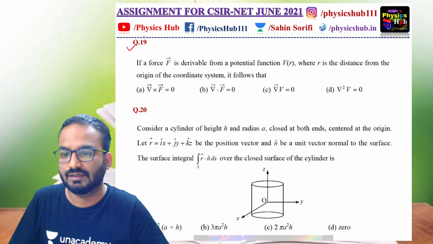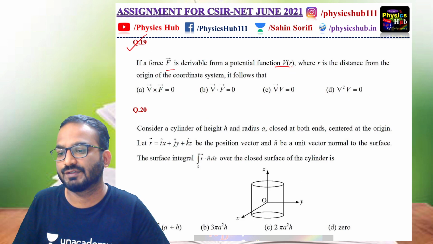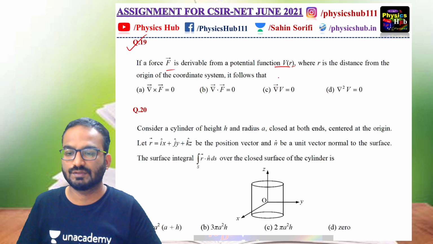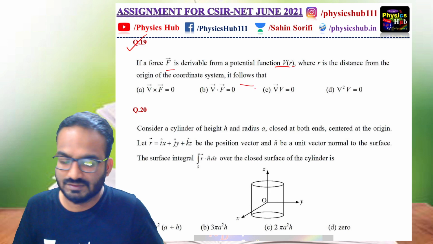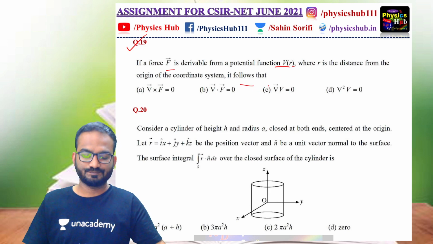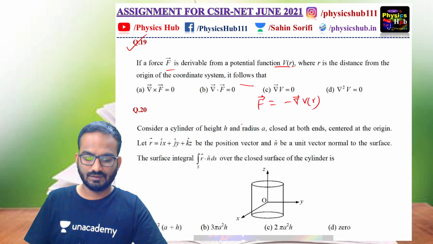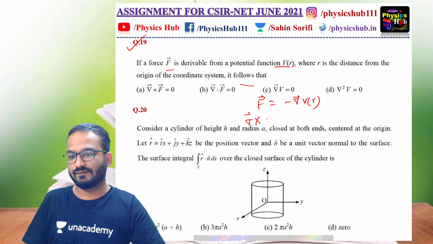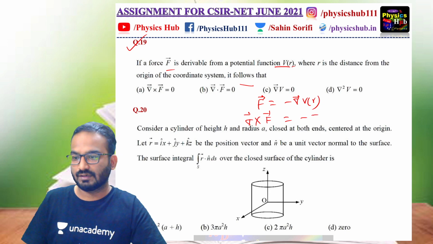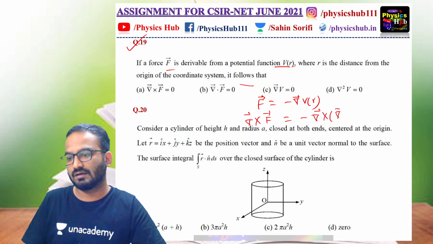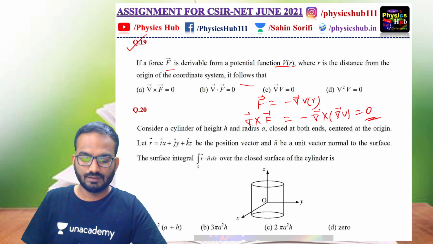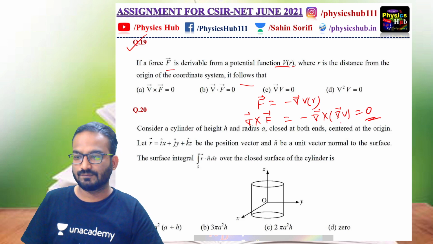Question number 19. If a force F is derivable from a potential V of r, where r is the distance from the origin of the coordinate, it follows that. How can we solve this? So F can be written in this way: minus grad V of r. So what will curl of F be? It is basically taking the curl of a gradient, and the curl of a gradient, you know, is 0. So curl of F will be equal to 0. So option A will be the correct option.